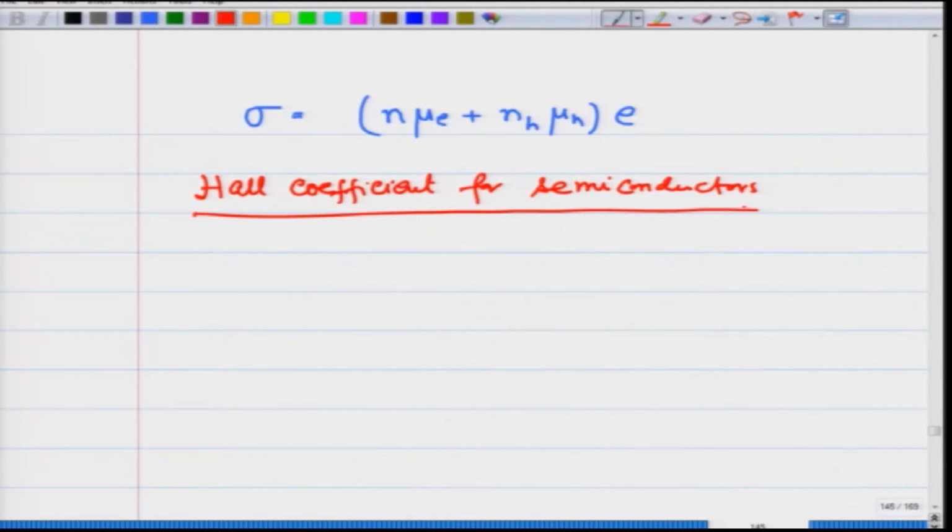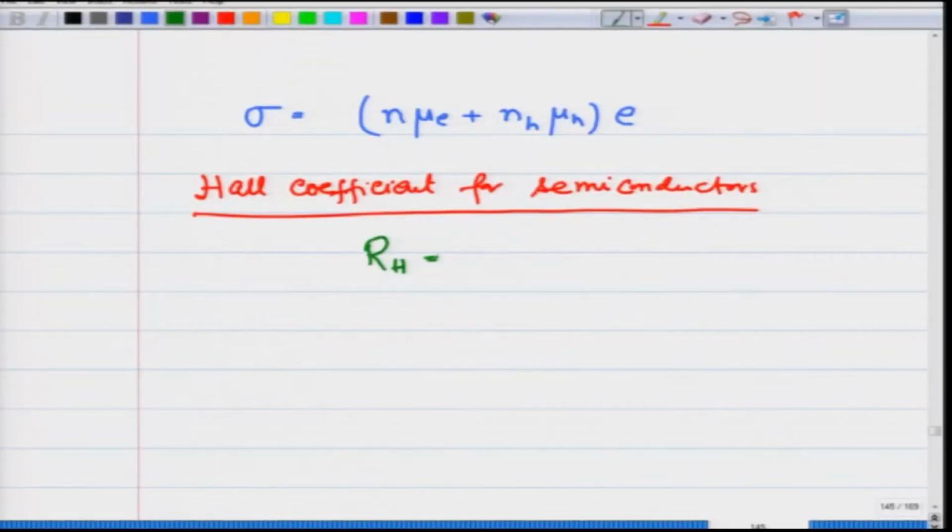This is important in semiconductors because, number one, it can give you the sign of the majority carrier. It also makes it possible to use semiconductors as Hall probes that detect the magnetic field or measure the magnetic field, because the Hall coefficient for semiconductors comes out to be large.